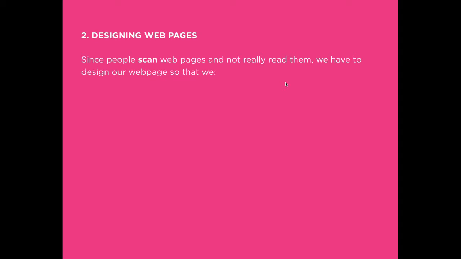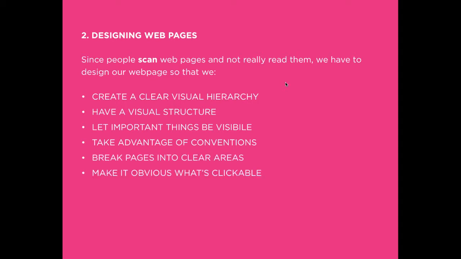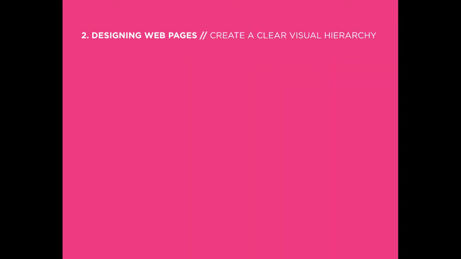Since people scan web pages and not really read them, we have to design our web page so that we create a clear visual hierarchy, have a visual structure, let important things be visible, take advantage of conventions, break pages into clear areas, make it obvious what's clickable, minimize noise, maintain consistency. Let's talk about the first bullet point under designing web pages, which is creating a clear visual hierarchy.